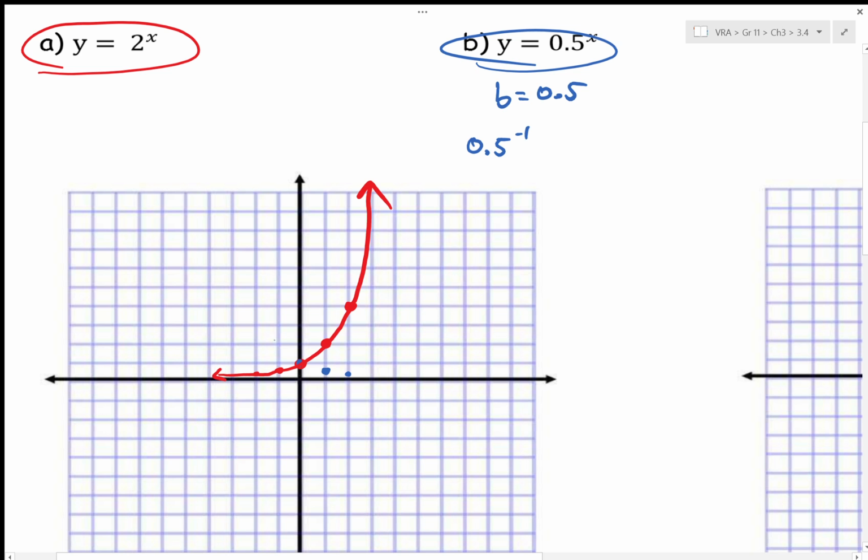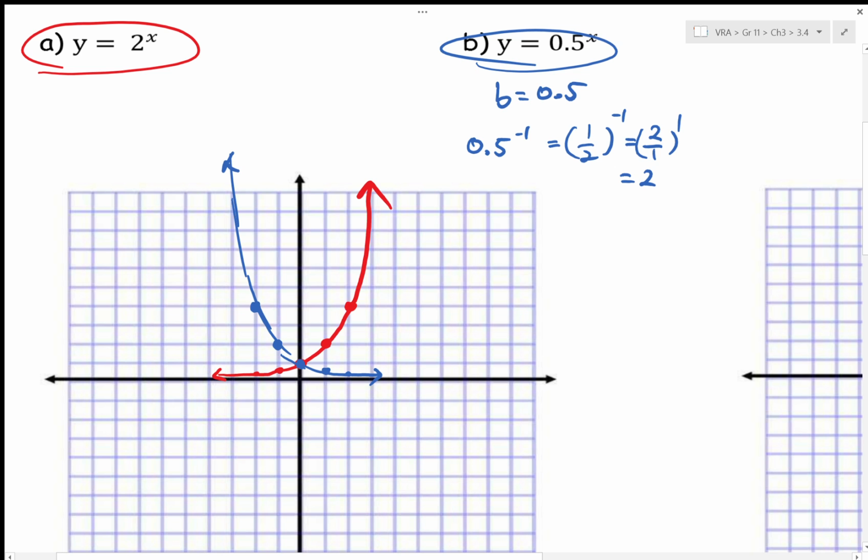And if x is negative 1, remember this, if it is at the power of negative 1, using your calculator, you will actually get 2, right? Or in this case, we can say it is 1 over 0.5 to the power of 1, which is 2. Using the same logic, when x equals negative 2, it's at 4. So now the graph looks like that.